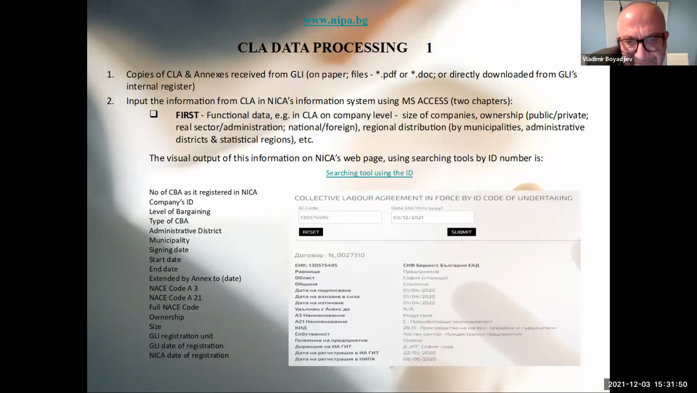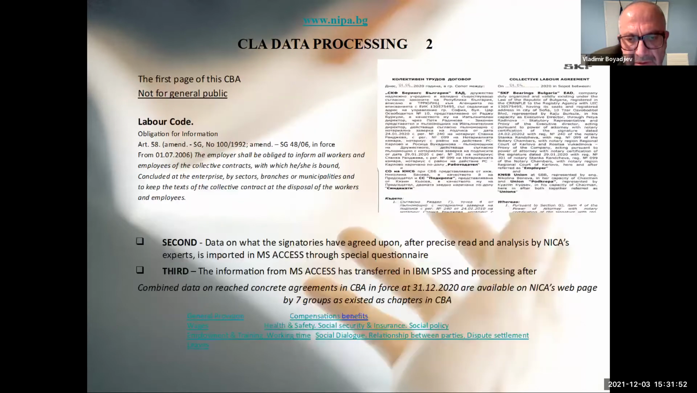Please, next slide. And this is the agreement in two versions, bilingual, Bulgarian and English.